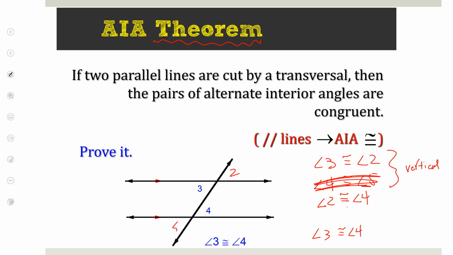Okay, so let's get rid of this for a second and just look at these two statements. Do you all see why this leads to this? Angle 3 is congruent to angle 2. Angle 2 is congruent to angle 4. Therefore, angle 3 has to be congruent to angle 4. Does that make sense? Okay.